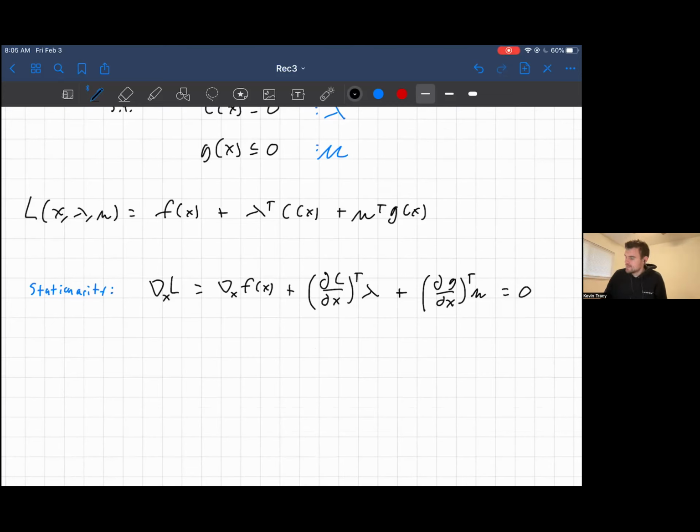The second thing is going to be primal feasibility. And what this just says is that the primal variables must be feasible, right? So what that means is that I just need c of x to be equal to 0, and then g of x should be less than or equal to 0. So that's primal feasibility.